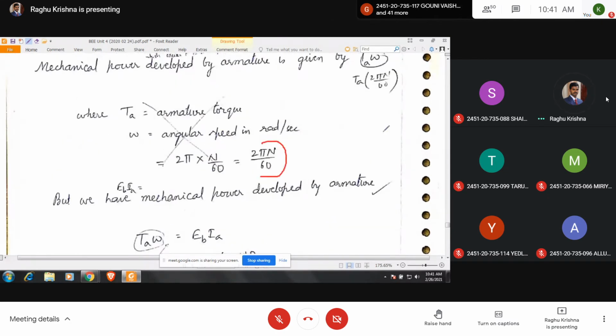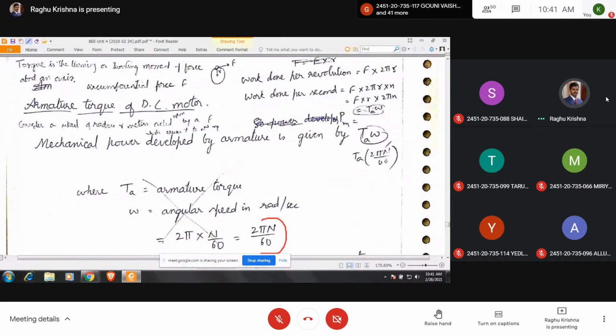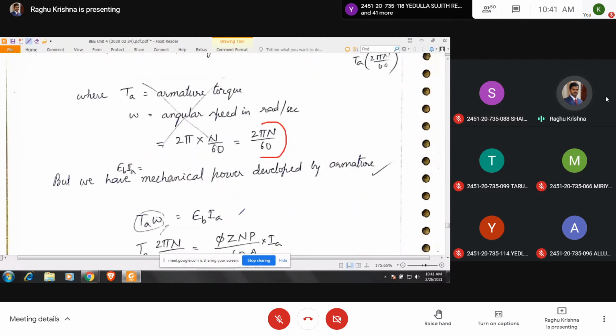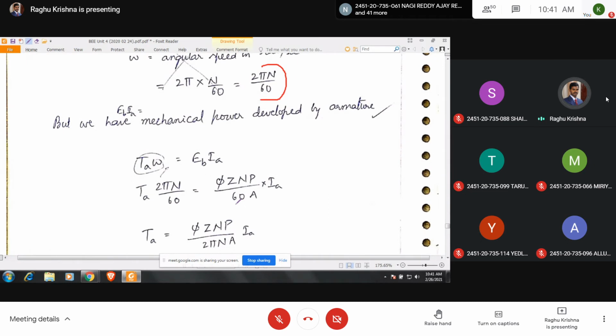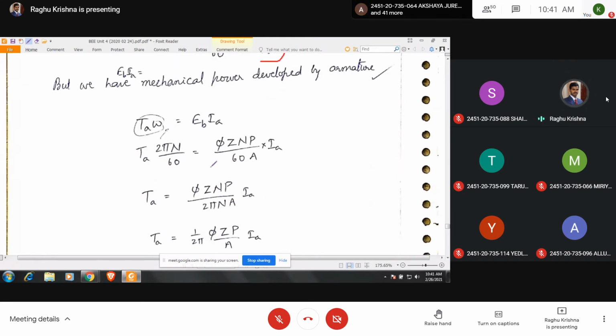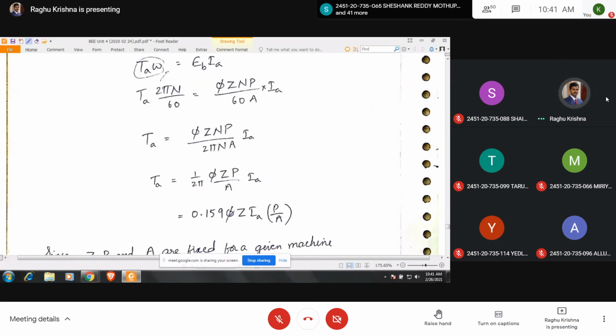Now here, the torque into omega is the mechanical power developed by the armature. But we know that mechanical power developed by the armature is EB into IA. So this is in terms of mechanical parameters, and this is in terms of electrical parameters. Now equate these two. TA into 2 pi n by 60 is equal to EB, which is phi Z N P by 60A, into IA. From this we get the equation for torque.